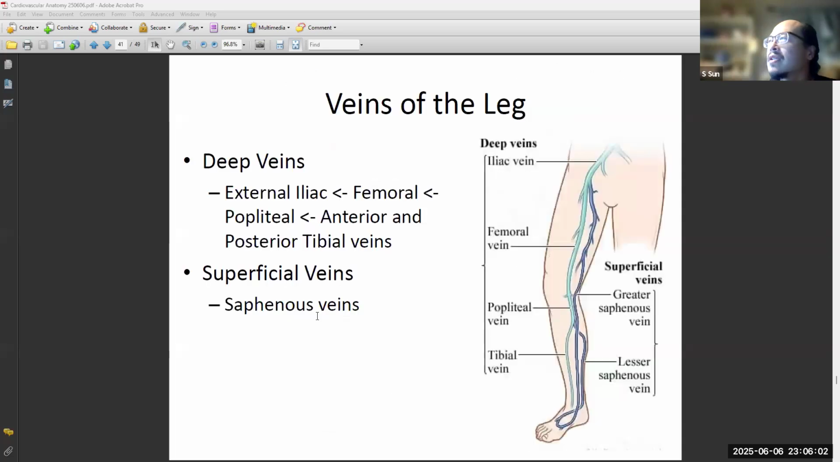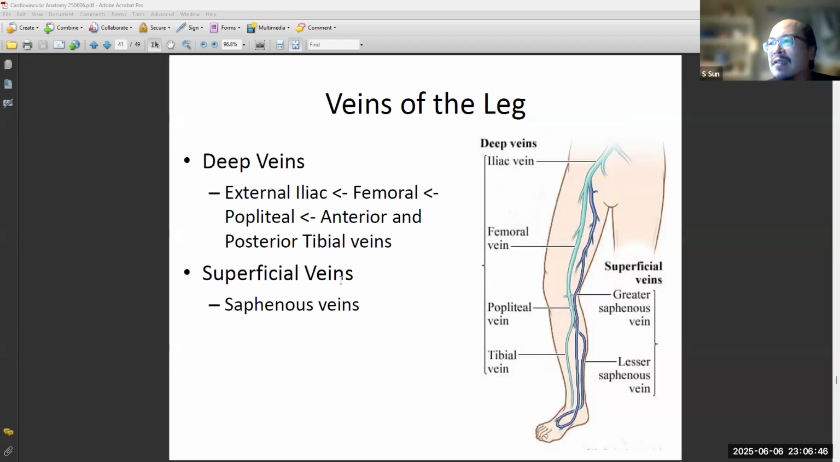So in summary, for the veins in the leg, we have deep veins and we also have superficial veins. Deep veins collect from the anterior and posterior tibial veins, right here. The tibial veins, anterior and posterior, go into the popliteal, and then into the femoral. We also have a deep femoral, which doesn't show here, and the femoral. Then they go into the external iliac, then into the common iliac, and then into the inferior vena cava.